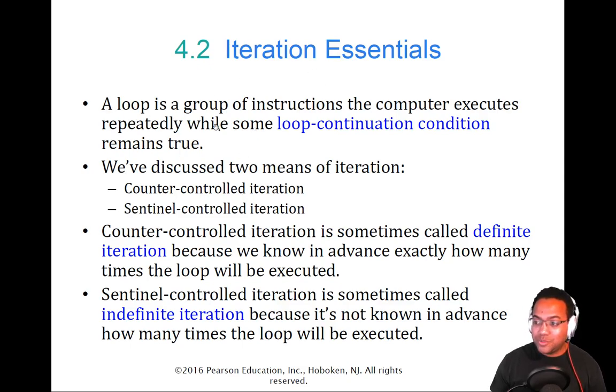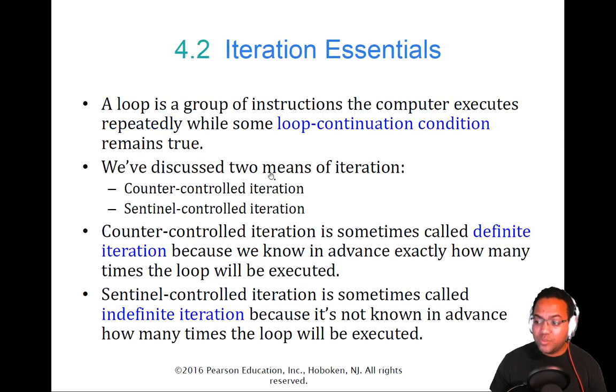So, loops are great. A loop is a group of instructions the computer executes repeatedly while some loop continuation condition remains true, which is your sentinel value. Whether it's a for loop, as we spoke about in previous videos and will speak about more in the future, a while loop, which we've also spoken about, or a do while loop, these will continue until a continuation condition or a sentinel value has been reached.